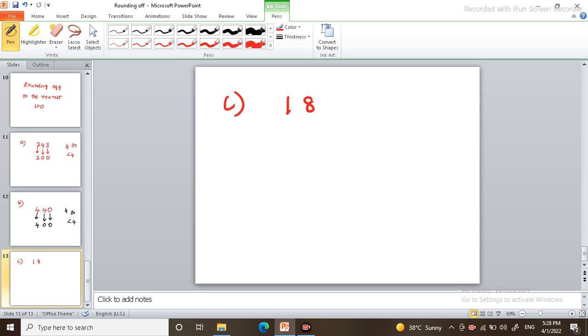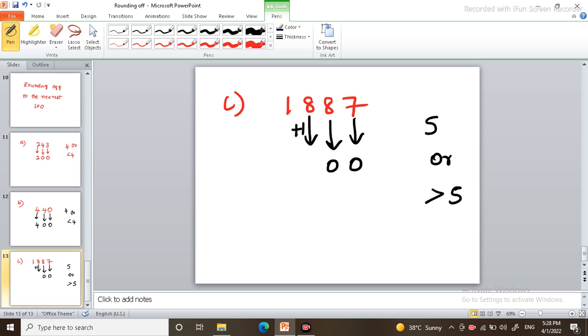The question here is 1887. See, here in the ones place it is 5 or more than 5. So keep the ones place as 0, and the tens place also 0. Here just add 1, then this will become 9. So the answer will be 1900 when we round off 1887 to the nearest 100.